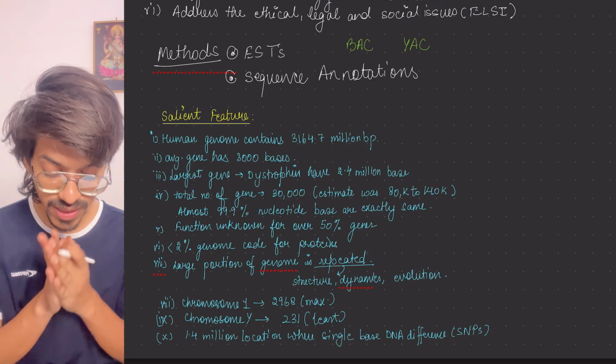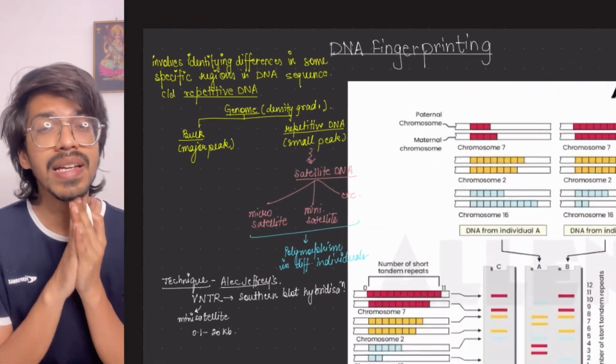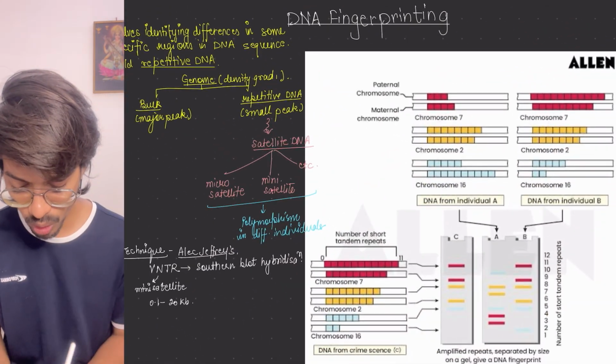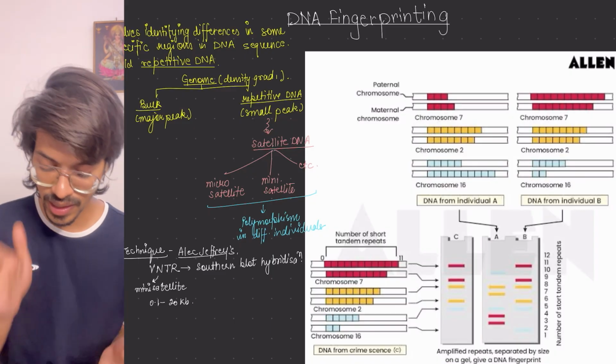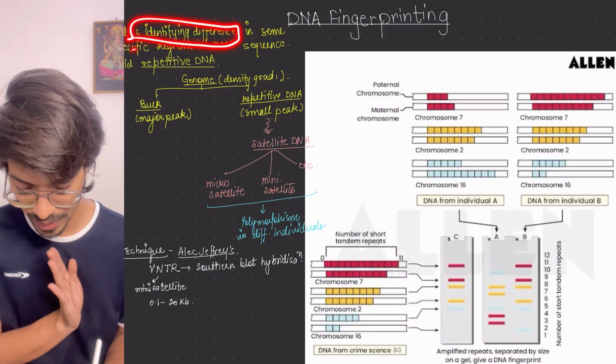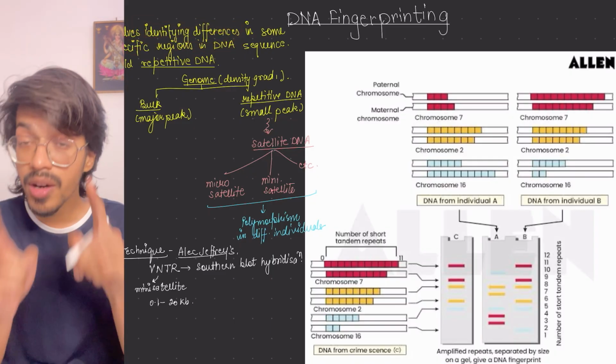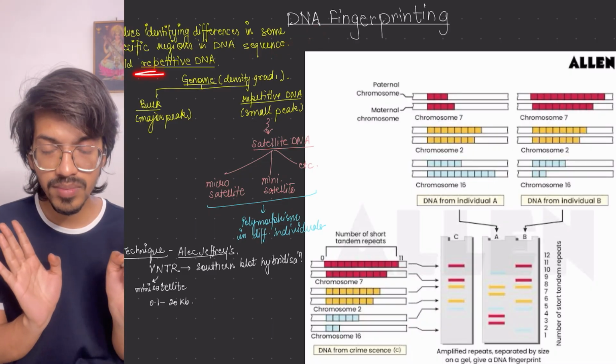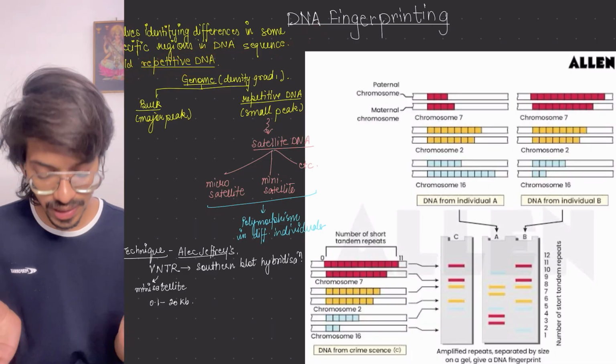Moving on to the next thing, DNA fingerprinting. In DNA fingerprinting, what will we do? We will identify the differences in specific regions of the DNA sequence, and this is called what? Repeated DNA, because it keeps coming again and again in individuals.